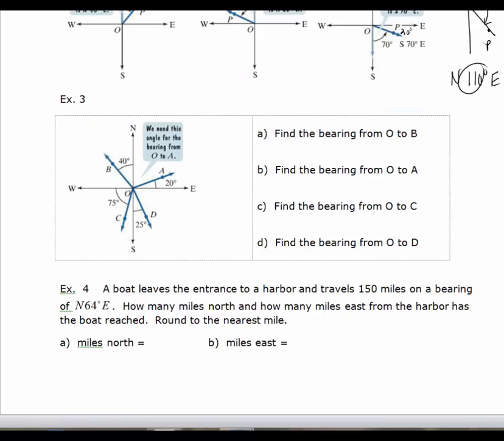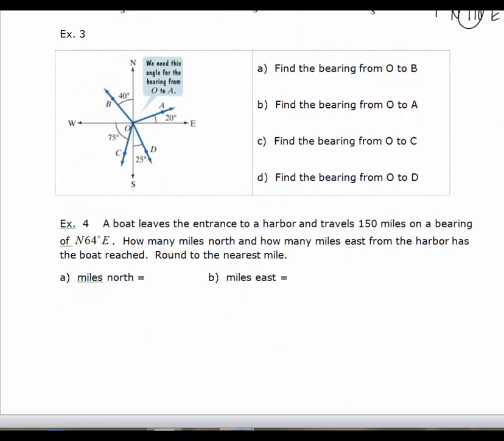Instead of doing these problems with you right now, why don't you give it a try? Find the bearing from O to B, A, C, and D. Pause the video and then turn the video back on. Just remember, you always start with north-south, and your angle has to be acute. For some of these problems, the angle given may not be the one that you use. You may have to subtract to find the correct angle.